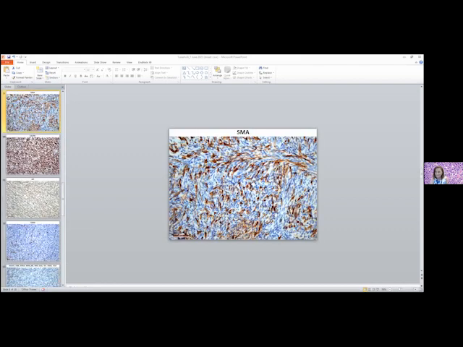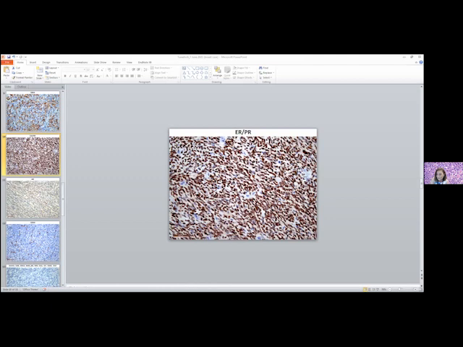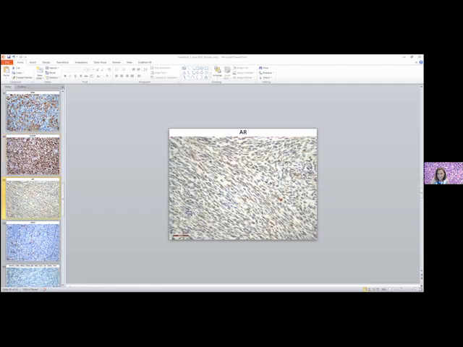So of course, there was extensive immunohistochemistry done on the case. This shows smooth muscle actin, patchy expression. The next slide shows diffuse expression of ER, a strong diffuse expression, and PR showed the same results.